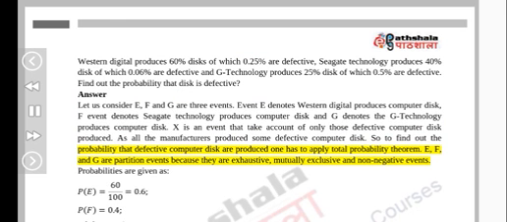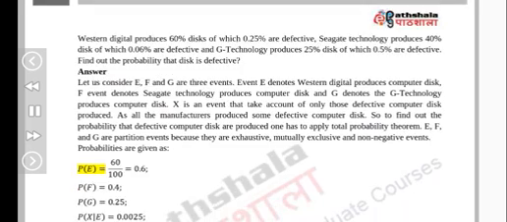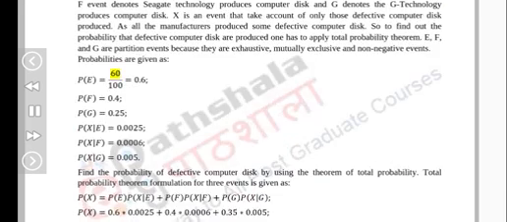E, F, and G are partition events because they are exhaustive, mutually exclusive, and non-negative events. Probabilities are given as P(E) equals 60/100 equals 0.6, P(F) equals 0.4, P(G) equals 0.25. P(X|E) equals 0.0025, P(X|F) equals 0.0006, P(X|G) equals 0.005. Find the probability of a defective computer disk by using the theorem of total probability.